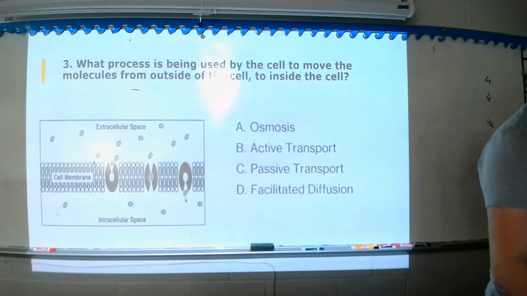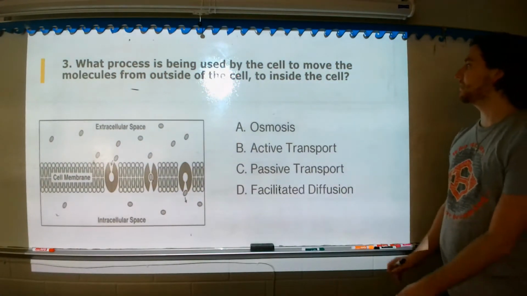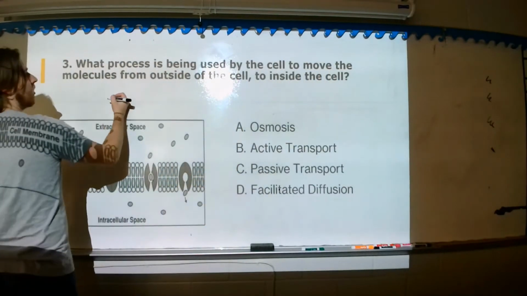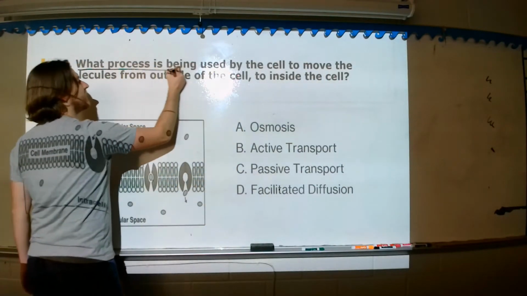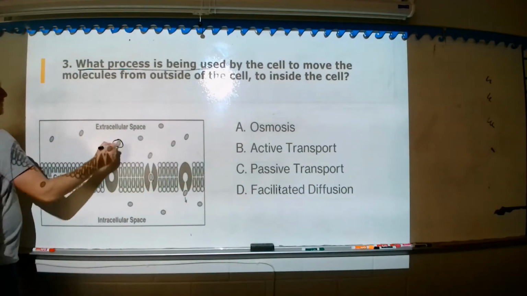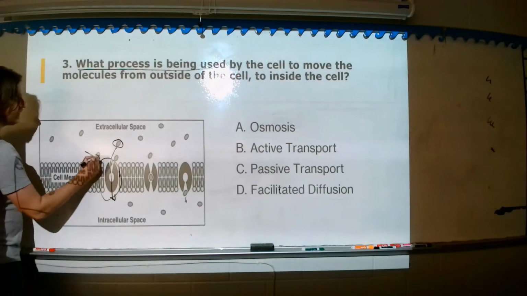All right. What process is being used by the cell to move molecules from outside the cell to inside the cell in this picture? So we're looking for what process is being used. Over here, I can see my molecules. I can see they're going through this thing. I can see this is a protein right here.